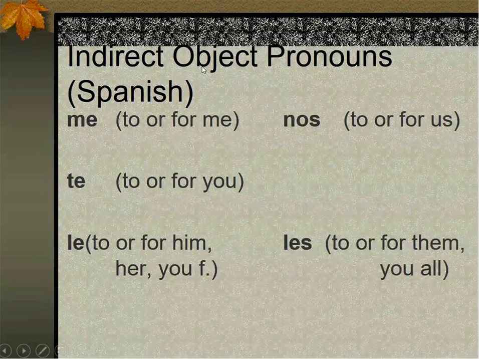I hope you can recognize those pronouns because we use them with the verb gustar. Remember, in Spanish 1, we learned the verb gustar. Yes, you have been dealing since then with indirect object pronouns, although you did not know the name of those pronouns. So, me, te, le, nos, les.